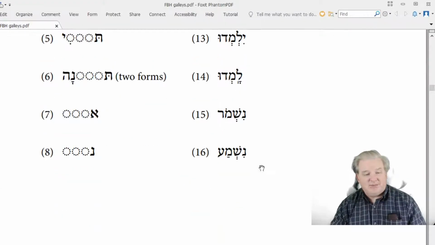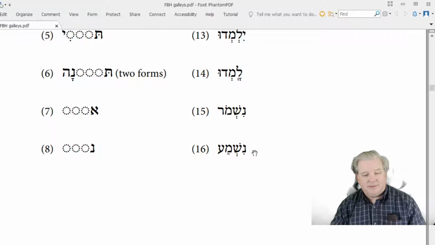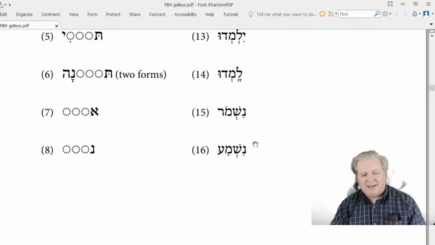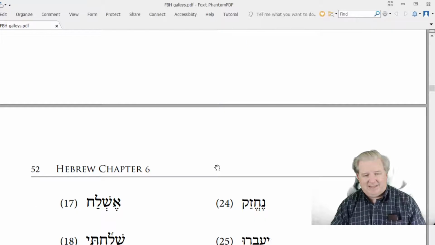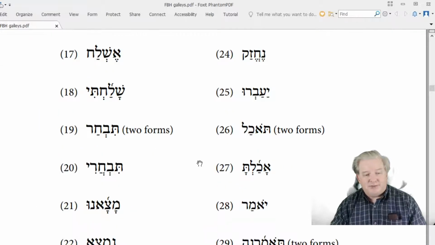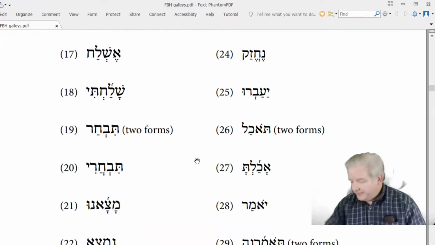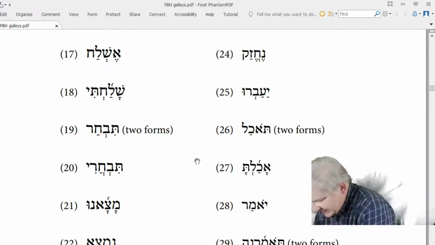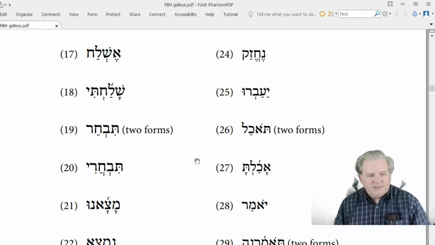Taking a look at number 16 here, you'll see your first minor variation, and that's the A vowel underneath the mem. You should by now be able to expect that. But there's a couple of tricky ones over here in the next page, which is page 52, and number 18 is one of them. Let me comment on it here.